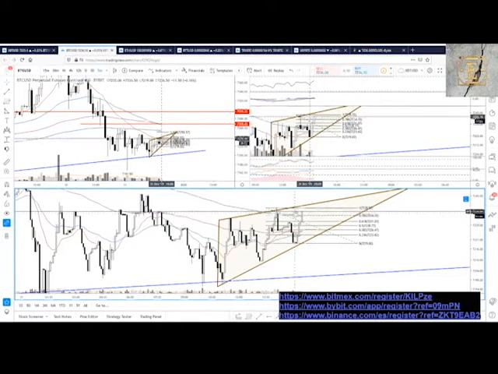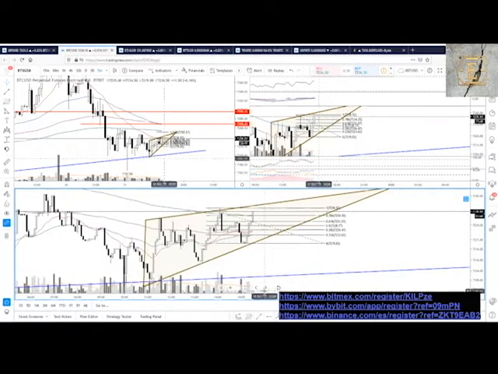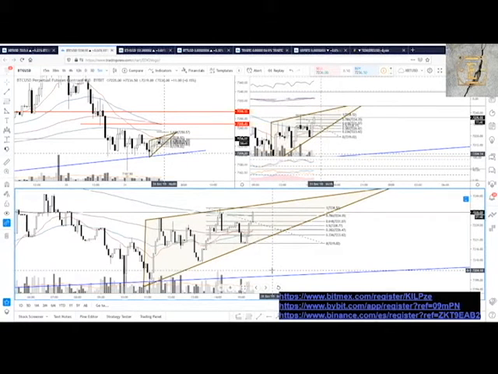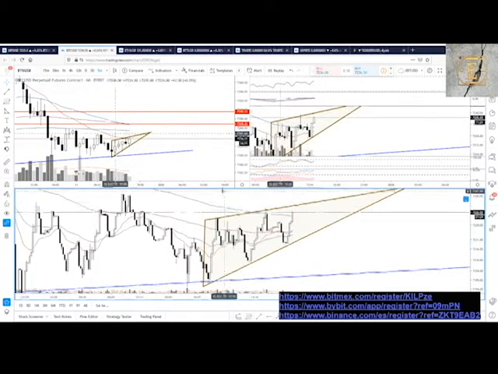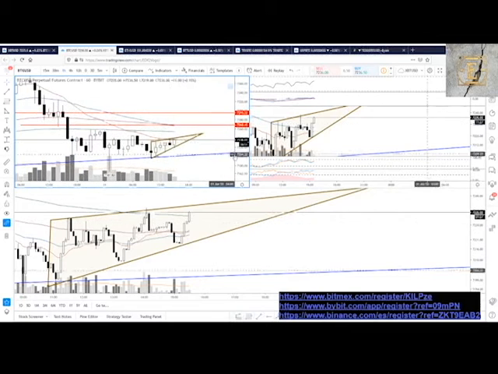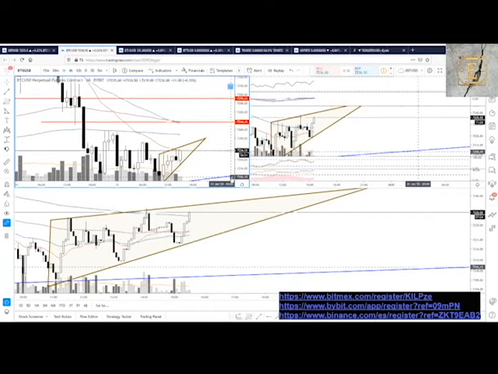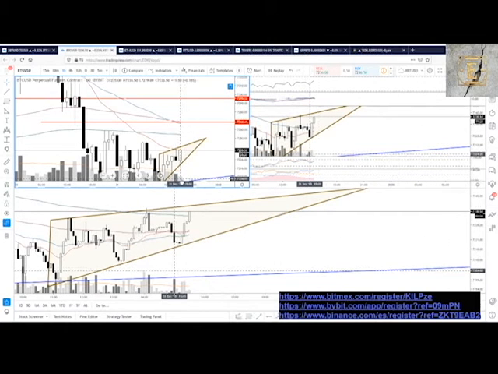So bears are absent now. There's no big volume, so I don't understand where the bears are. Then we are still again on the 21 EMA, with very low volume.